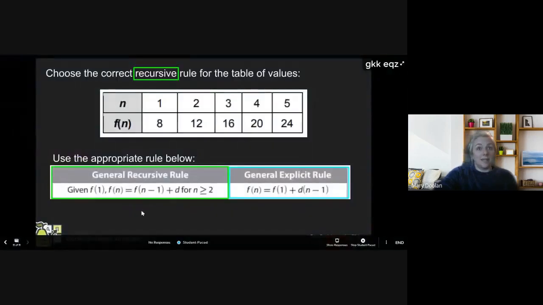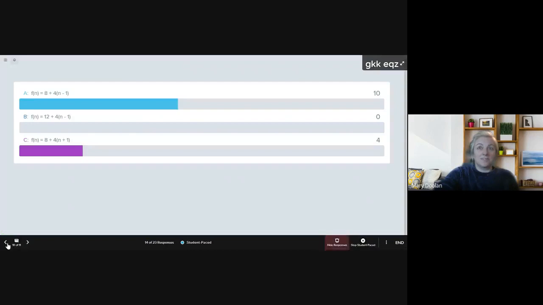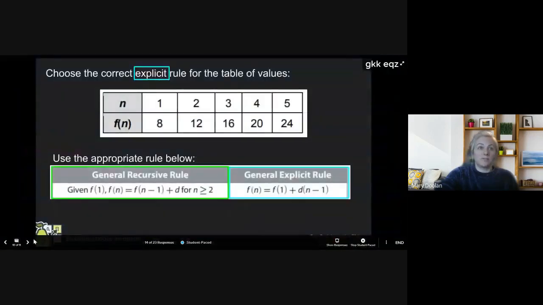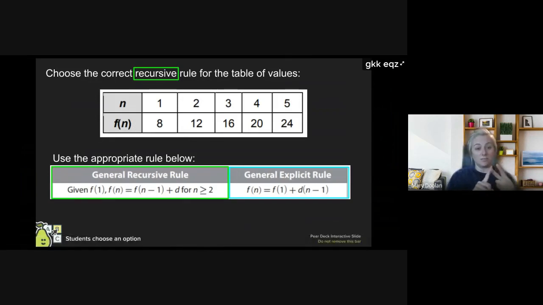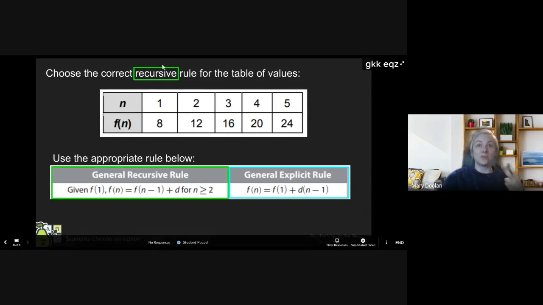And then your last slide here. Same table of values. Look at that. But now I want you to choose the correct recursive rule for this table of values. We already know f of 1. We already know the difference. f of 1 is 8, and the difference is 4. So, using the recursive rule, choose the one that makes sense for that rule.